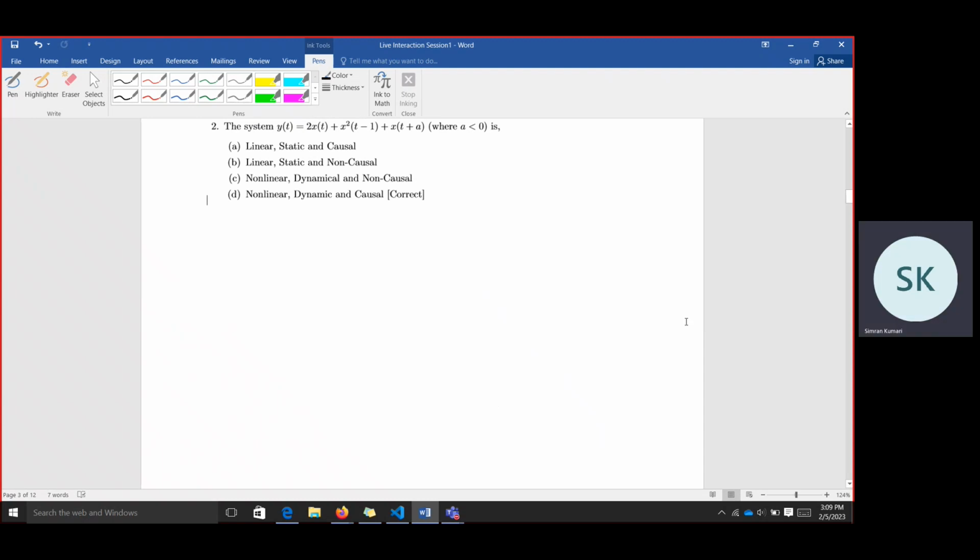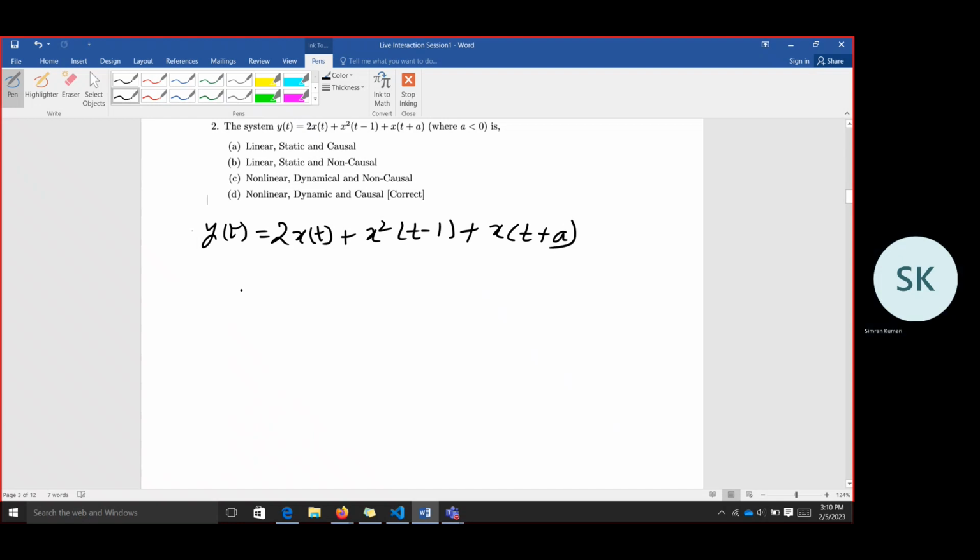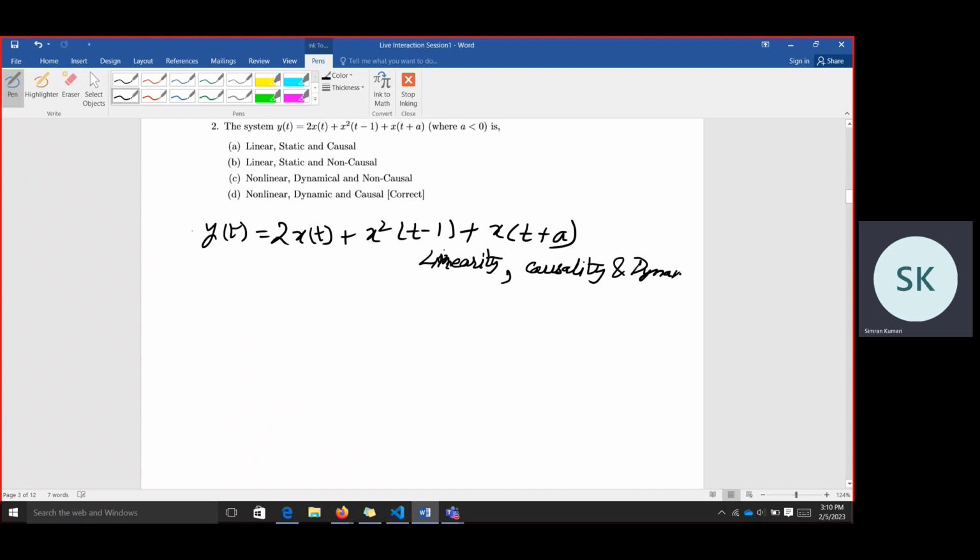This is the second question, where it is said this is a system y equal to x(t) plus x squared (t minus 1) plus x(t plus a). Now we have to identify the linearity of the system, also the causality of the system, and which type of system it is, whether it's dynamic or static.